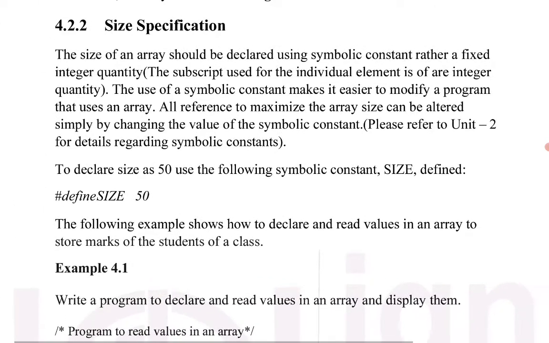Next is size specification. The size of an array should be declared using a symbolic constant, rather than a fixed integer quantity. The subscript used for an individual element is an integer quantity. The use of a symbolic constant makes it easier to modify a program that uses an array. To declare a size as 50, use the symbolic constant SIZE.